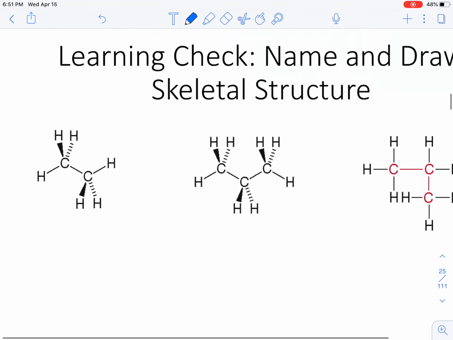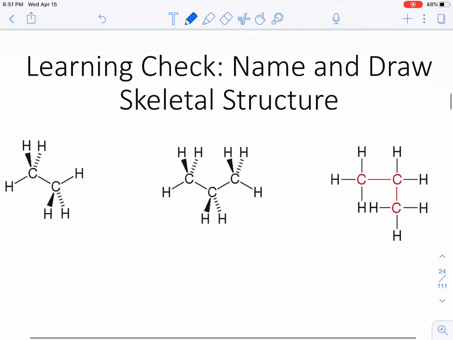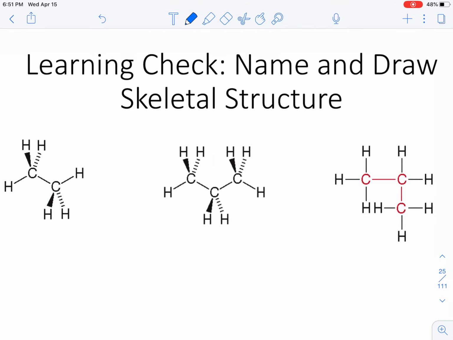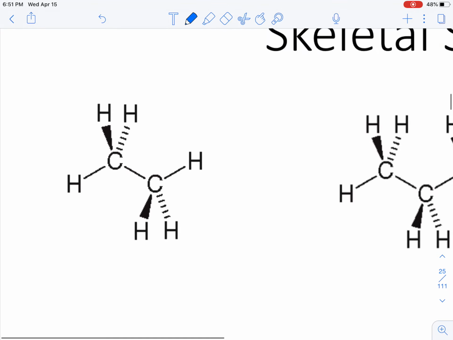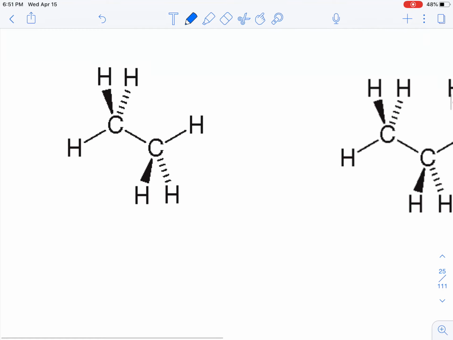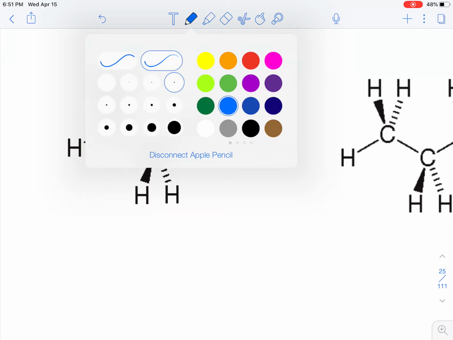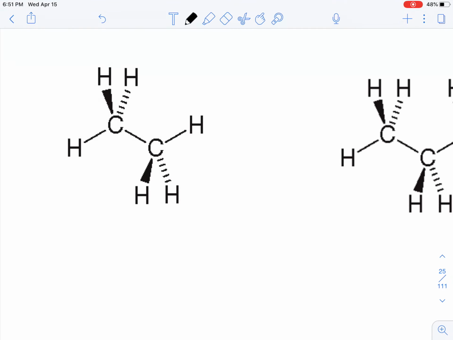All right, so let's go ahead and name and draw the skeletal structure for these compounds. If you're looking at the first one on the left, this is the expanded structure. And if you remember from general chemistry, a bold line represents that this hydrogen or this substance is out of plane and pointing towards you, right?